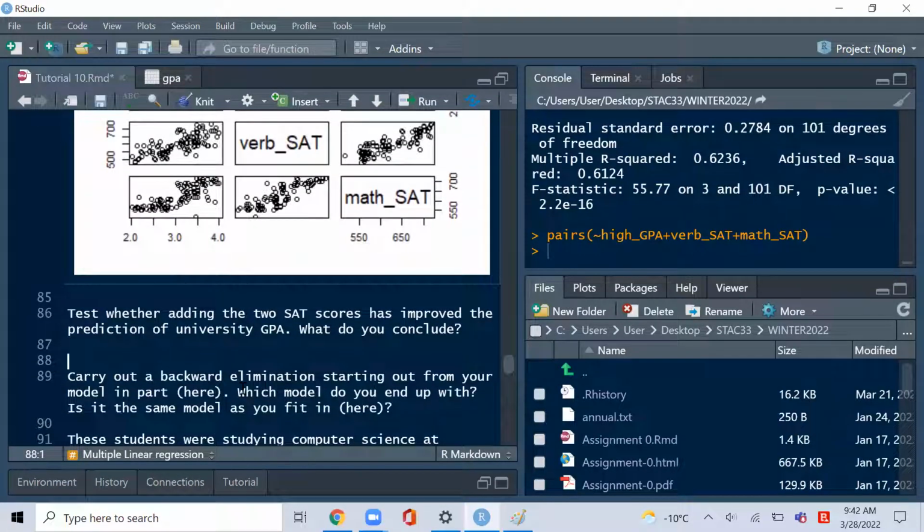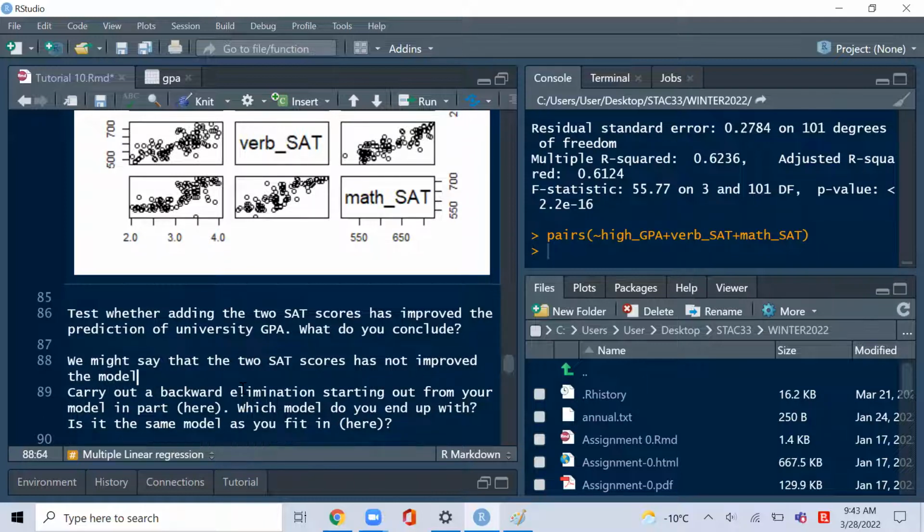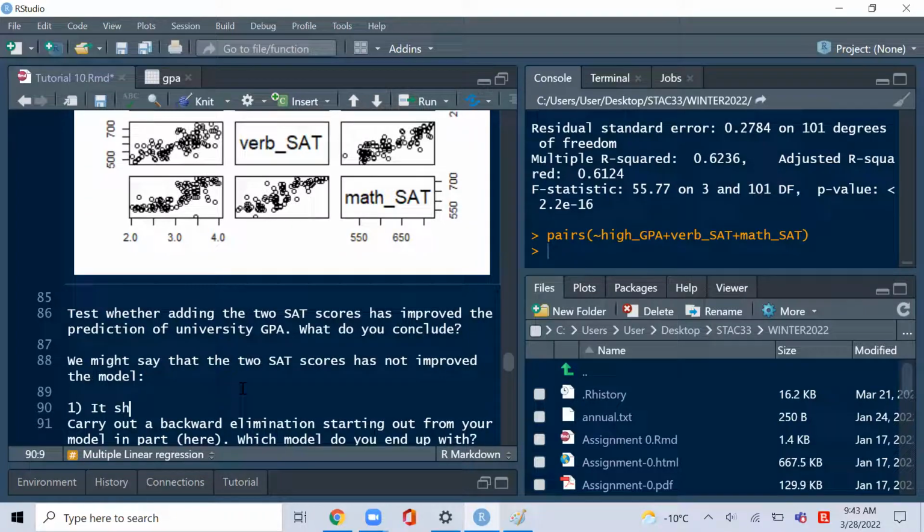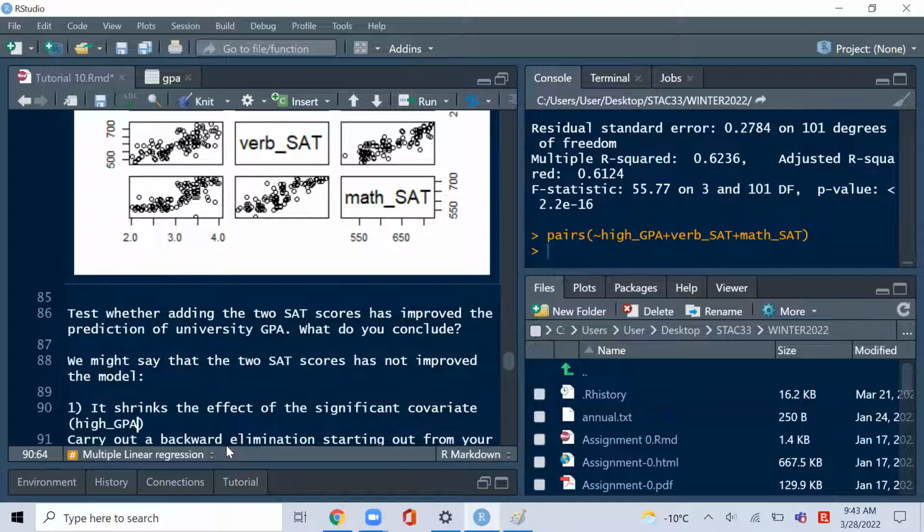So based on this, you might say that the two SAT scores have not improved the model. I'm going to give you several reasons why. One, it shrinks the effect. I'll tell you what I think is important, but I'll tell you what he wants to see. It shrinks the effect of the significant covariate, which is high school GPA.